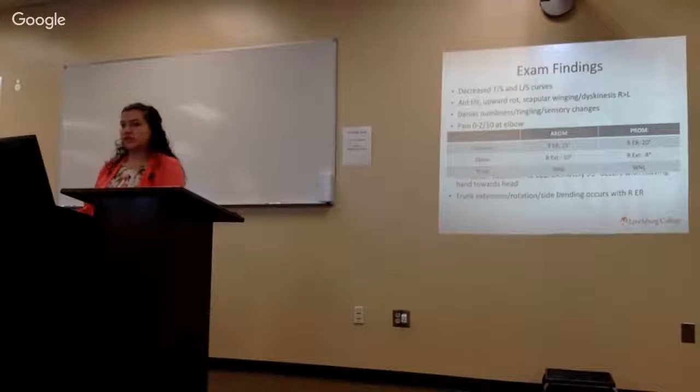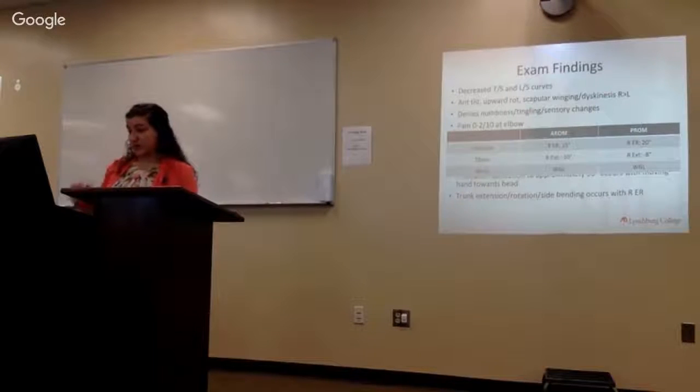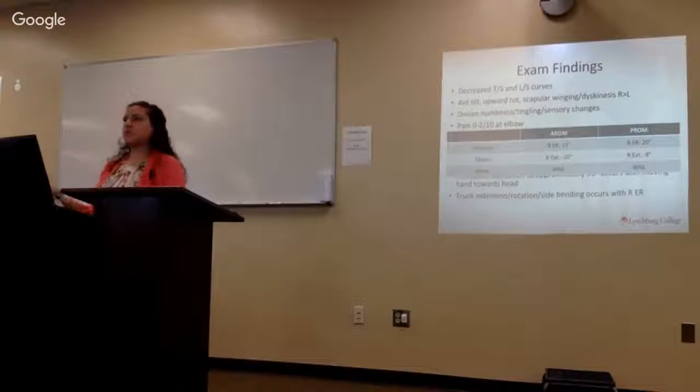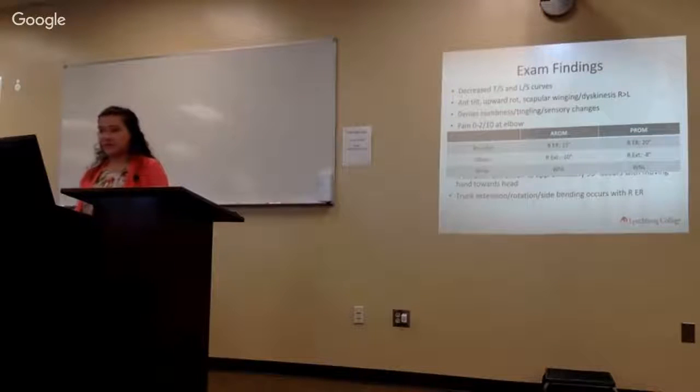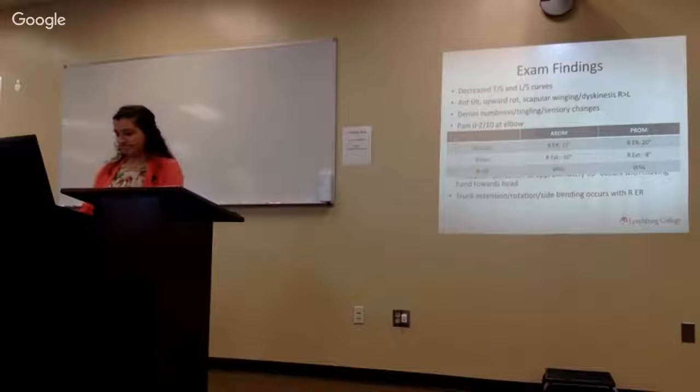So this shows that she had approximately 95 degrees of abduction whenever she brought her hand towards her face. And whenever she performed the external rotation, she had trunk extension, rotation, and side bending motions to compensate, as well as wrist extension to compensate for that extra rotation.